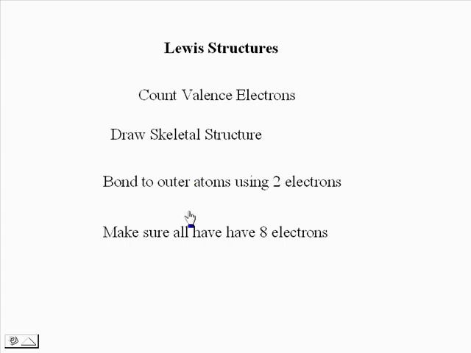Make sure you bond these outer atoms to the central atom, and every time you bond it uses 2 electrons. And the rule is you have to make sure that all of the atoms have 8 electrons except for hydrogen, which needs only 2. So let's take a look at this compound, fluorine.